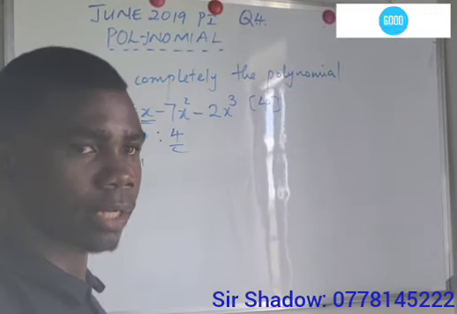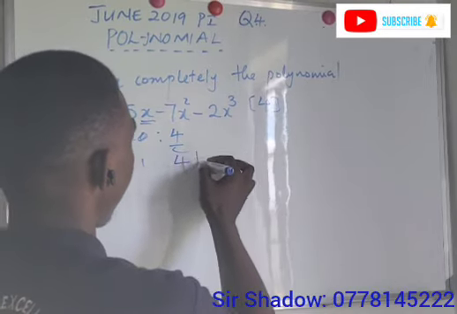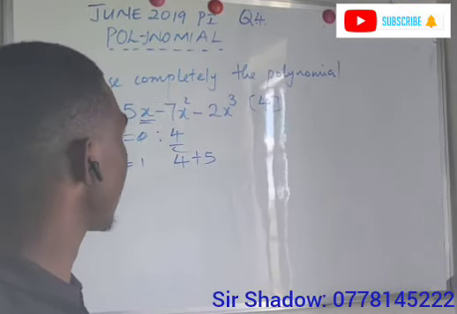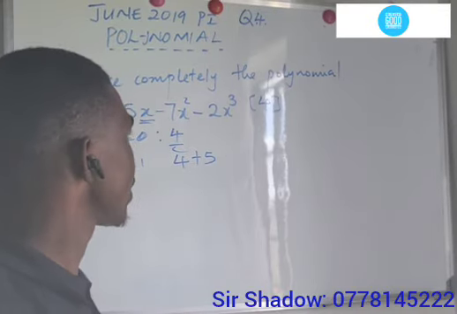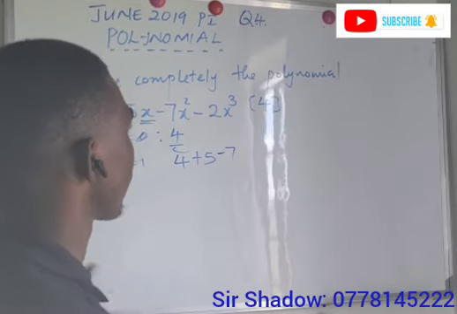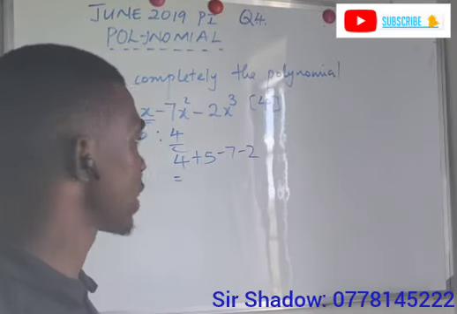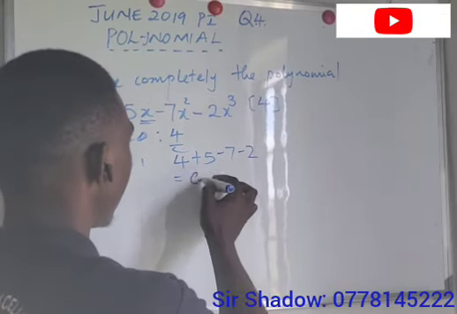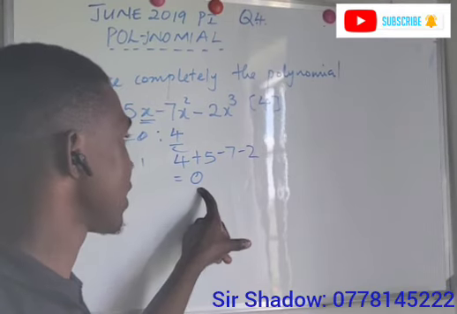When x is equal to 1, we have 4 plus 5 times 1, minus 7 times 1, minus 2. This is equal to 4 plus 5, which is 9. 9 minus 7 is 2. 2 minus 2 is equal to 0. So when x is equal to 1, the remainder is 0.